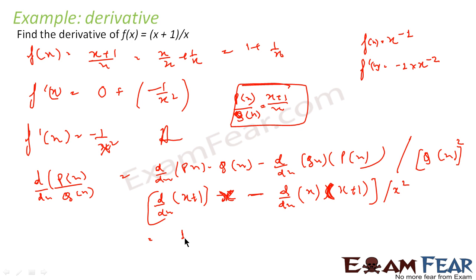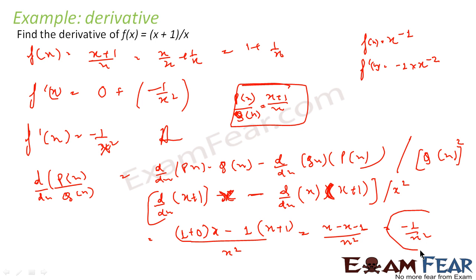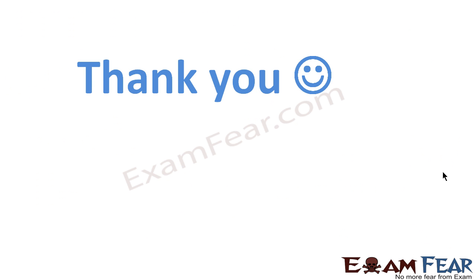This becomes d by dx of x plus 1 is nothing but 1 plus 0 into x, minus d by dx of x is nothing but 1 into x plus 1, correct, over x square, and this comes out to be x minus x minus 1 by x square, and that is minus 1 by x square. We see we got the same answer. So if you directly solve it, or if you use this formula px by qx, you got the same answer. But this was a lengthy one.